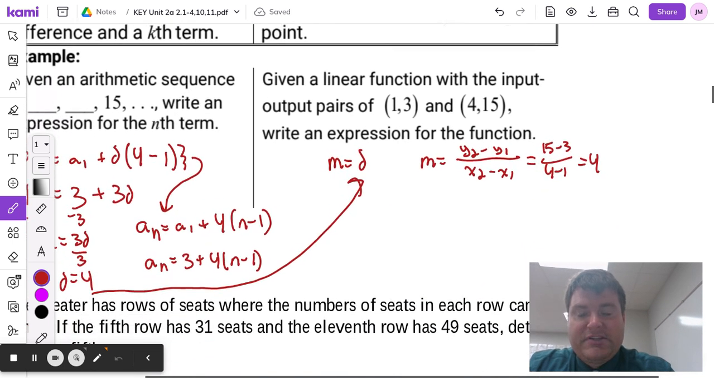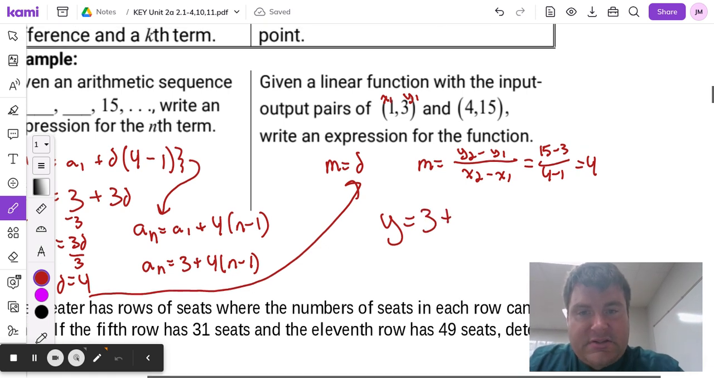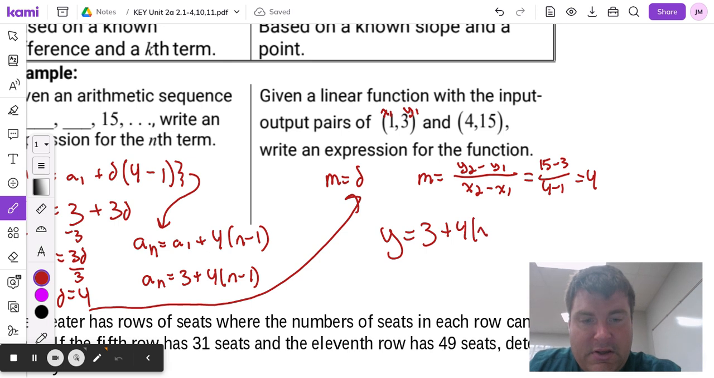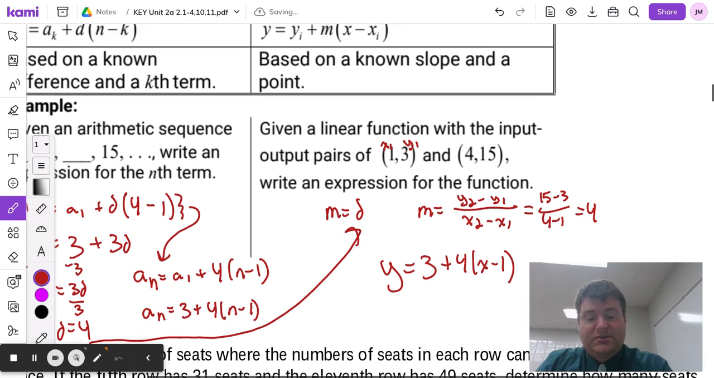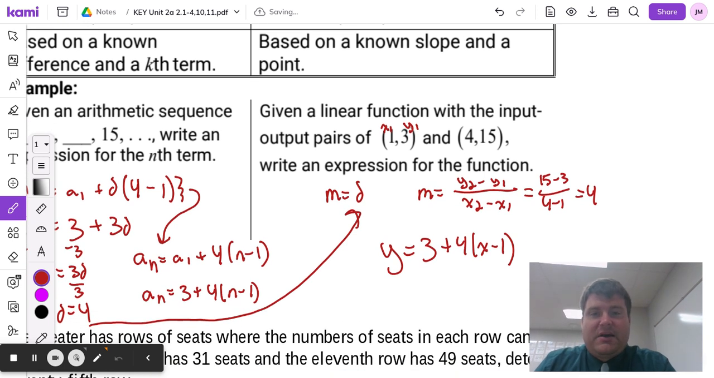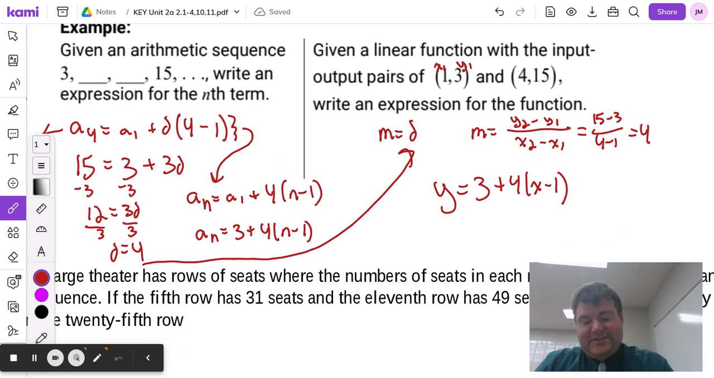So now using my point slope form here, I'm going to get y equals, I'm going to pick this one right here as my y1, and this is my x1. So y equals 3 plus m, which is 4, times x minus 1. And that is one of the many correct answers I could have. I just picked (1, 3) as the point. If you notice how similar they are, well, it's because they're the same thing.